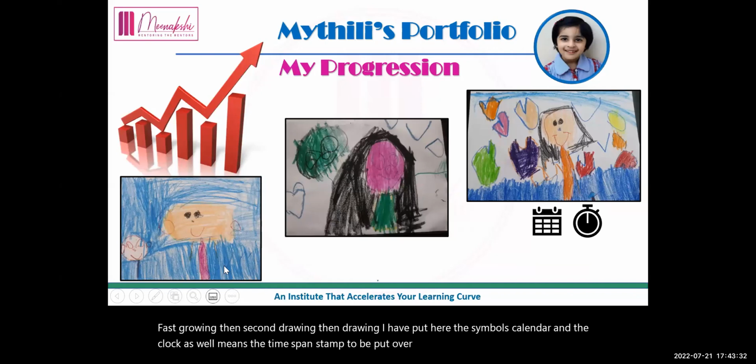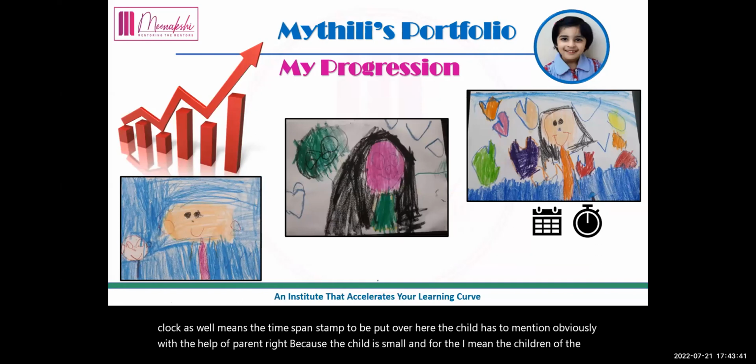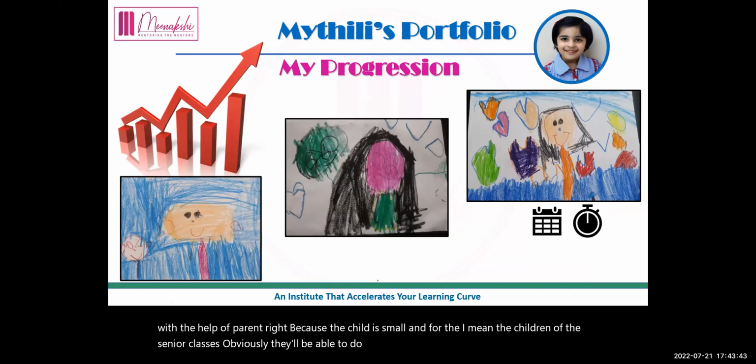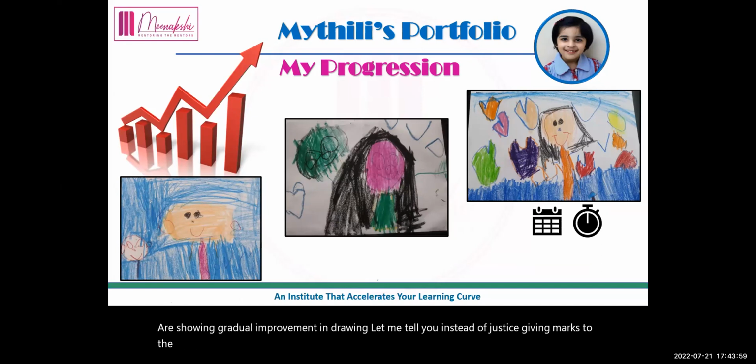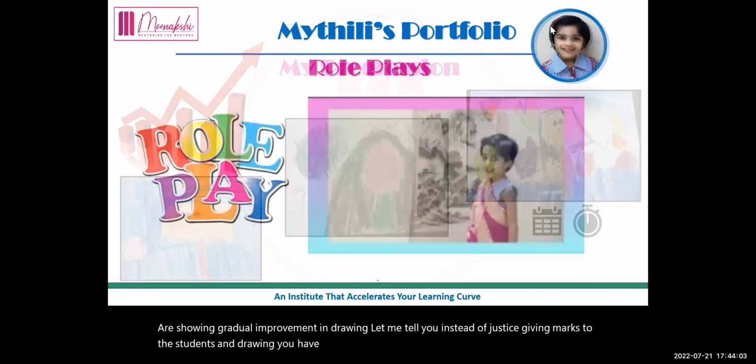The child has to mention, obviously with the help of the parent, right? Because the child is small. The children of the senior classes will obviously be able to do it themselves. Teachers have to guide, like maybe this is done in April, then May, then June. The child is progressing slowly and gradually and showing gradual improvement in drawing. Let me tell you, instead of just giving marks to the students, like in drawing, you have got 25, now look here, this is the clear progression from one time to another.